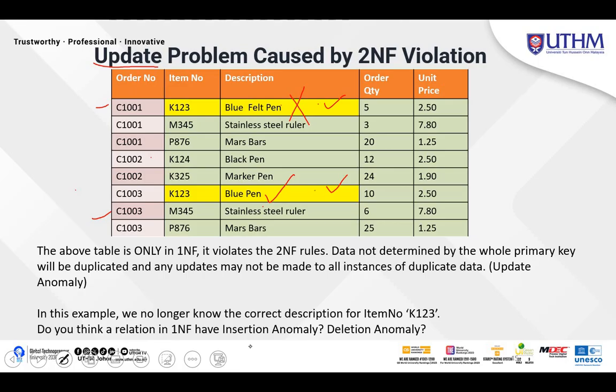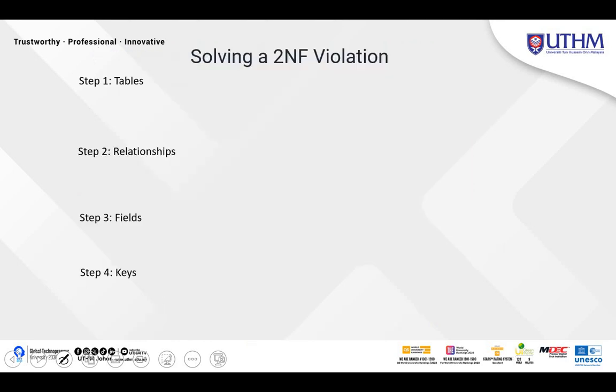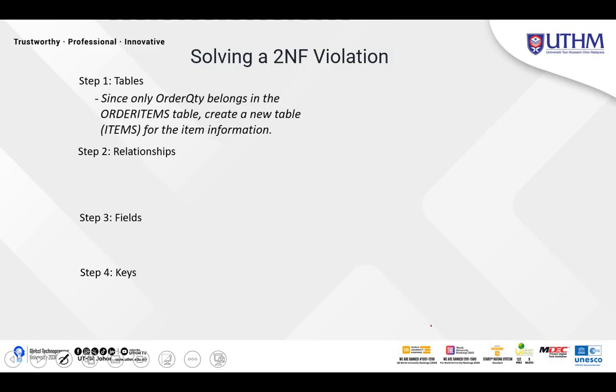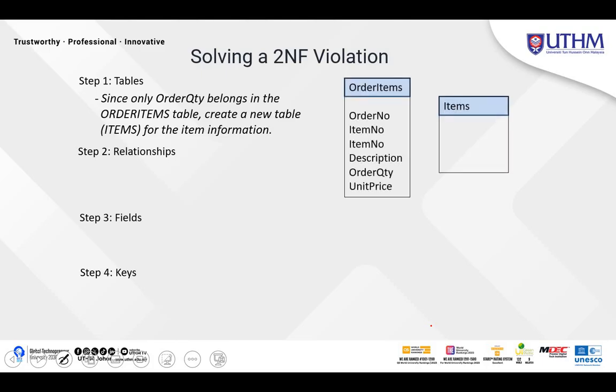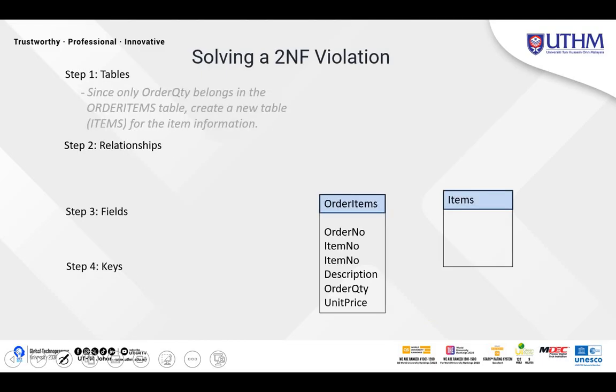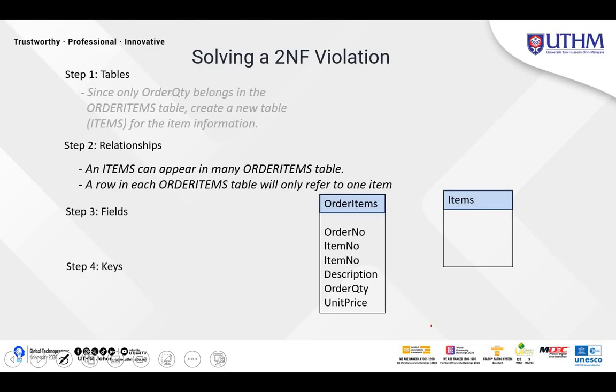Okay, will it create insertion anomaly and deletion anomaly? Okay, we can see that later on. To solve the second normal form violation, first split the table. So we create the order item table and the items table. Split already. Now we create the relationship. An item can appear in many order item rows. A row in the order item table will only refer to one item. So it is from one to many.